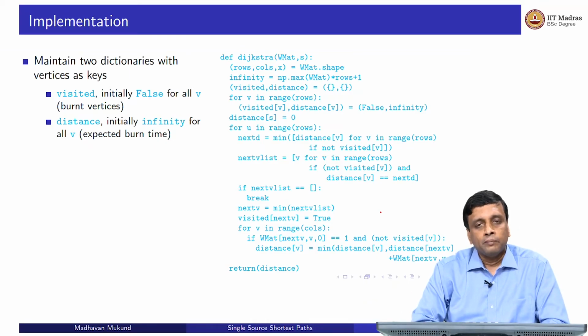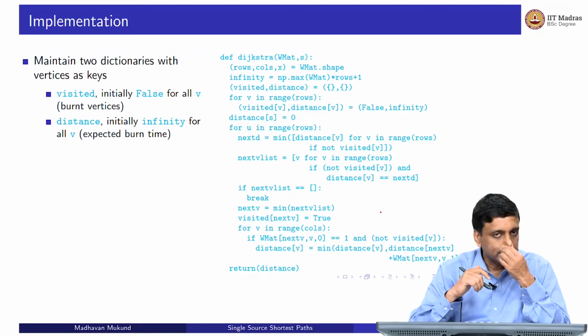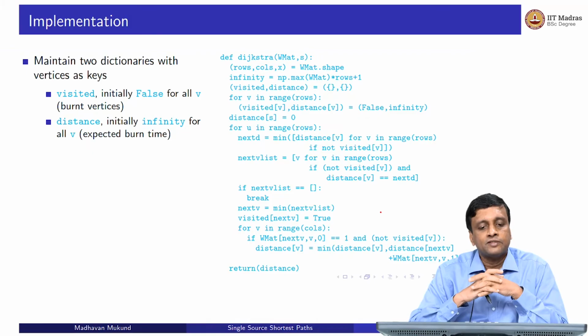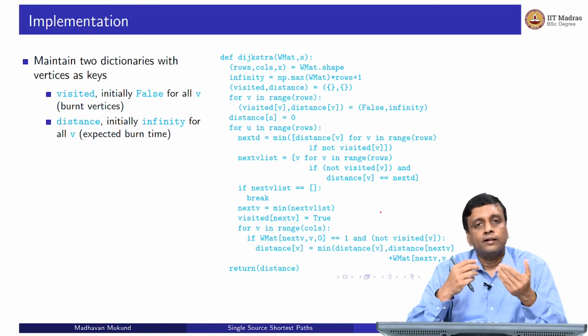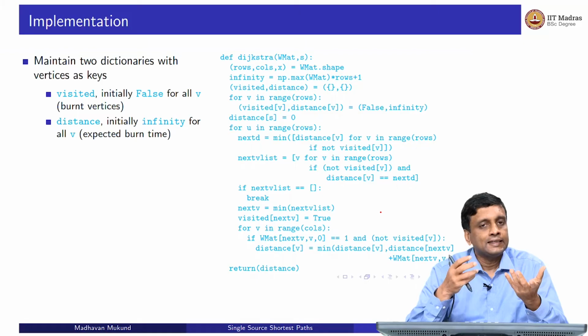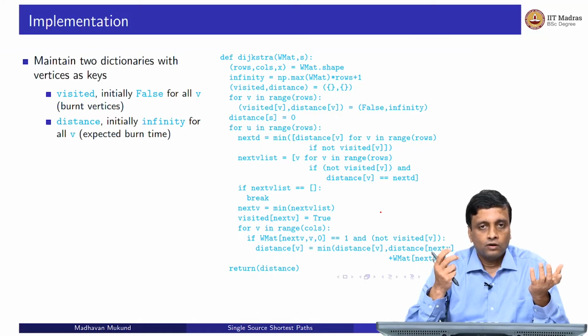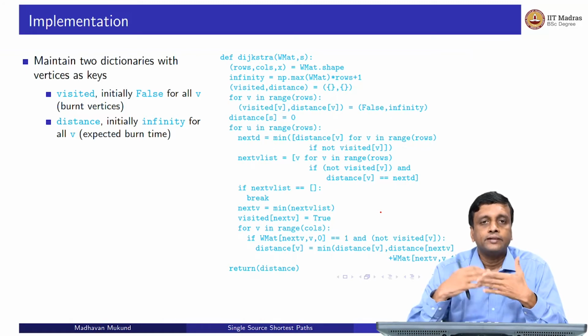So let's look at an implementation of this. Right? So we need to maintain two things. We need to maintain this burning. Right? So burning is the same as visiting. So we need to keep track of which vertices have been burnt or visited, and we need to keep track of when a vertex is going to burn, which is basically the distance. Right? So distance or time is the cost. So we want to keep track of the visited status, true or false, and the distance.